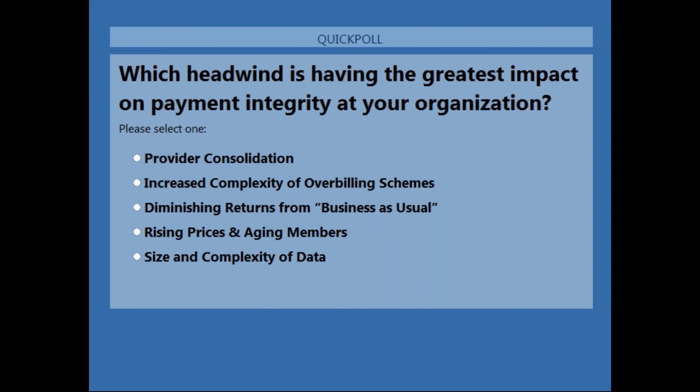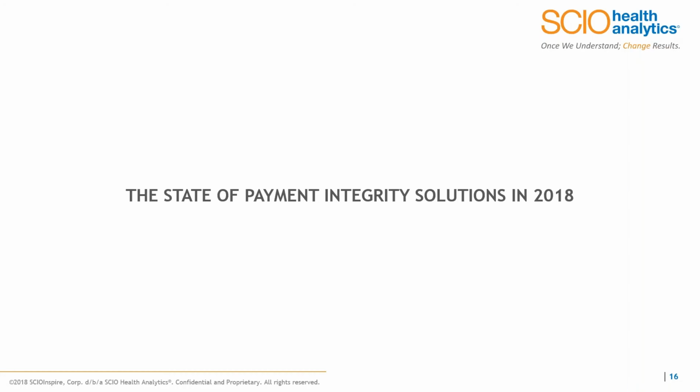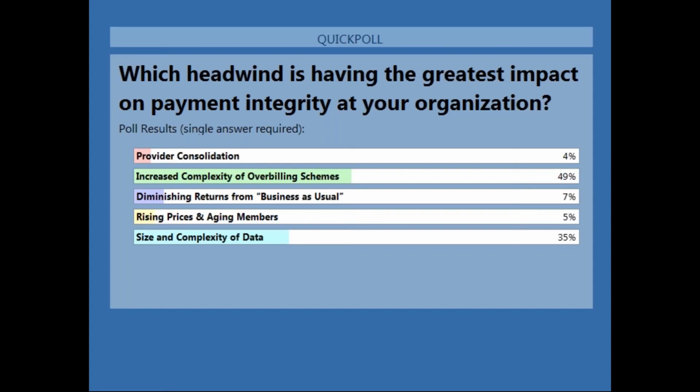And it looks like really there's two answers. There's the increased complexity of overbilling schemes, and the size and complexity of data are the two primary challenges that people are facing. So thank you for participating in the poll. We do have a couple more that we'll be sharing.